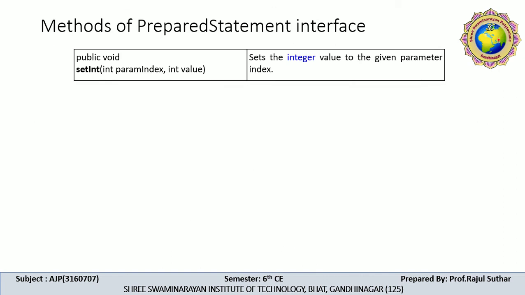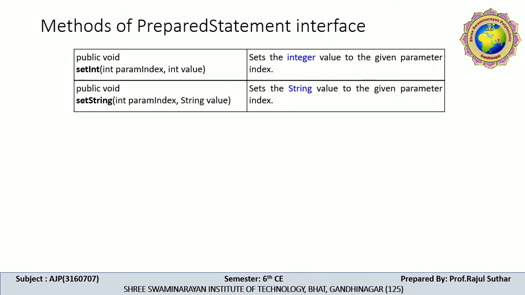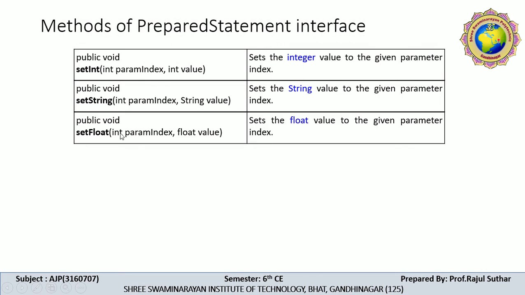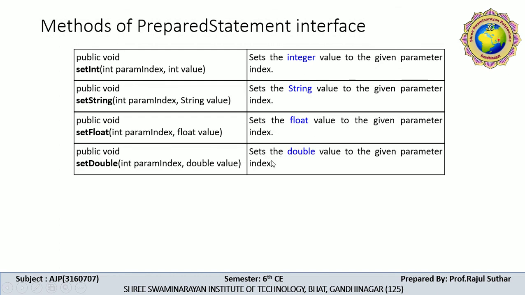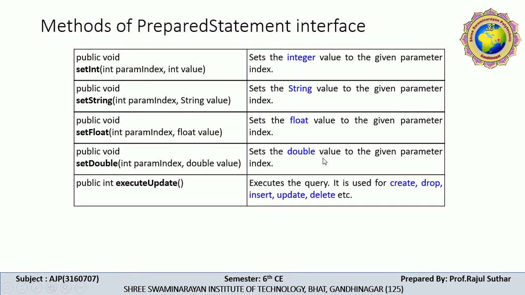Methods of the PreparedStatement interface: public void setInt(int paramIndex, int value) sets the integer value to the given parameter index. Second, setString is used to set the string value to the given parameter index. setFloat sets the float value to the given parameter index. setDouble sets the double value to the given parameter index.